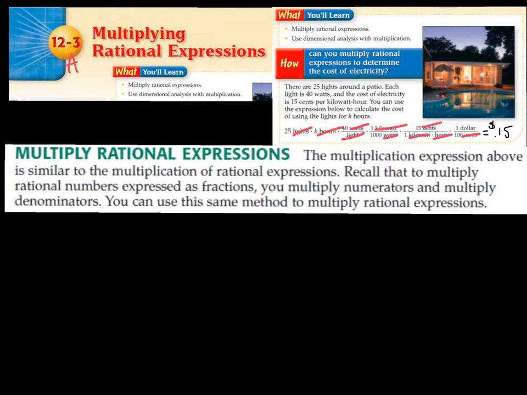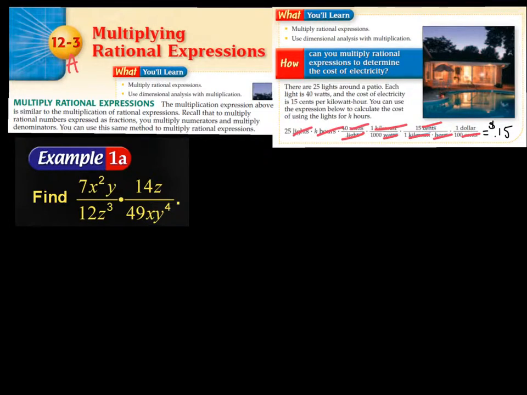The multiplication expression above is similar to the multiplication of rational expressions. Recall that to multiply rational numbers expressed as fractions, you multiply the numerators and multiply the denominators. You can use the same method to multiply rational expressions. Now, with the example printed in your book, they multiplied everything out and then worried about dividing out the greatest common factor. I think I prefer the second method, which is to divide by common factors before multiplying.